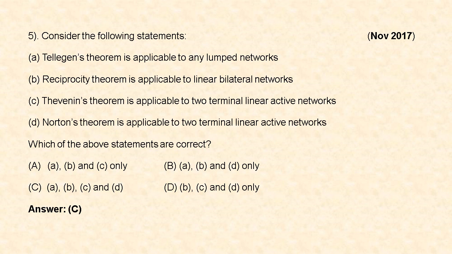So both the statements are true, and the third statement is Thevenin's theorem is applicable to two-terminal linear active networks. So this statement is also true because it is applicable to linear active networks only, two-terminal linear active networks. And next one is Norton's theorem is applicable to two-terminal linear active networks. So this statement is also true. So here option C is correct.